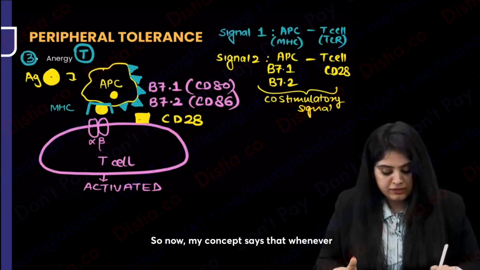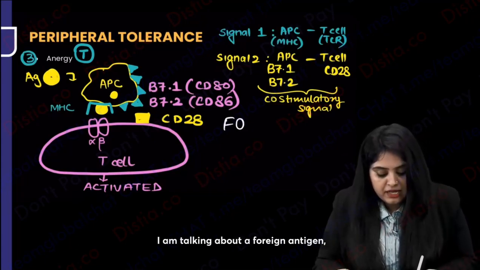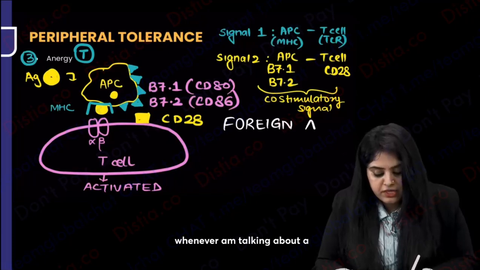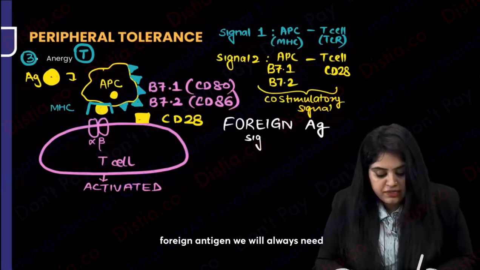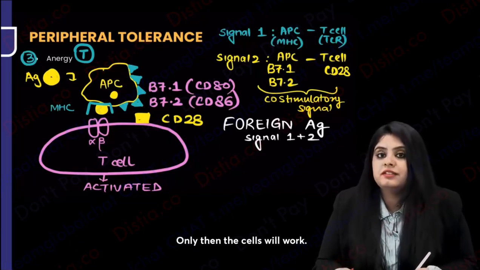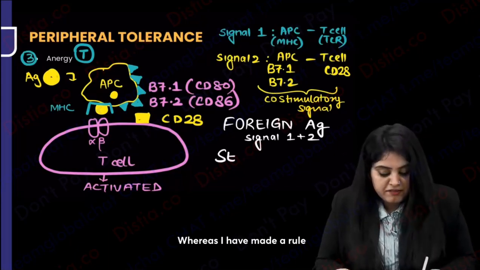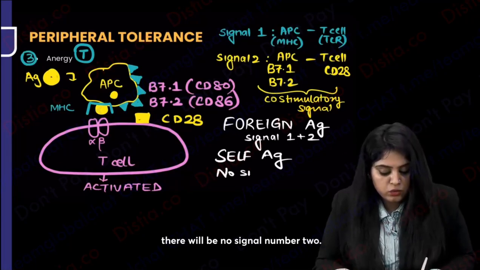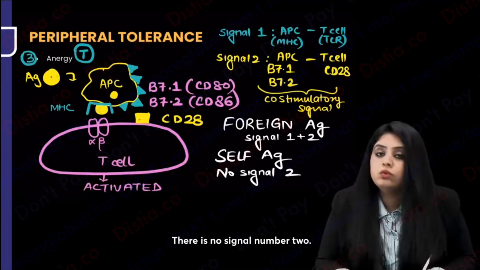So now my concept says that whenever I am talking about a foreign antigen, we will always need signal number 1 and 2. Only then will the cells work. Whereas I have made a rule that if I have a self antigen, there will be no signal number 2.